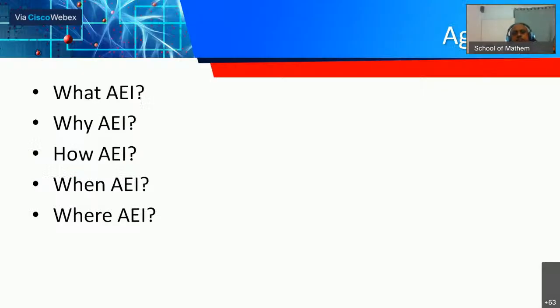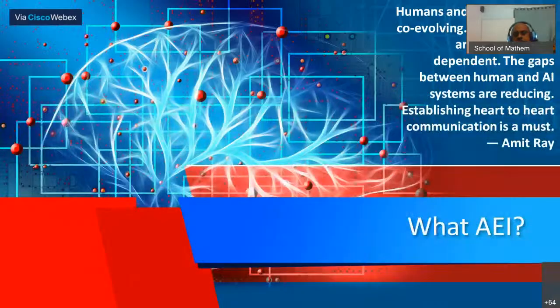We'll see that. So my agenda will go like, what is artificial emotional intelligence, why we need it, how it can be done, and when it is required, where and all it is applied. So we are going to see that one by one. What is AI?